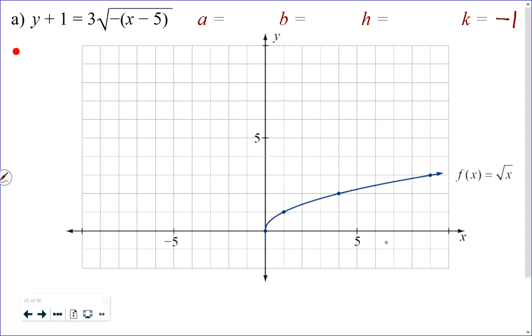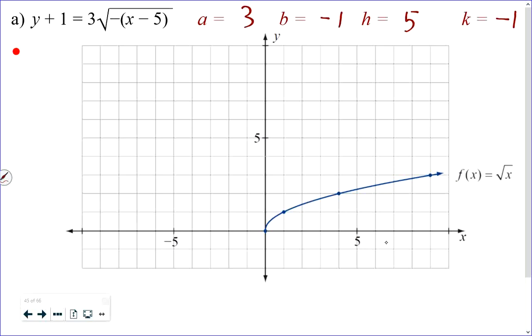A is the number in front of the function, and the function is the square root, so A is equal to 3. We have in brackets x minus 5, and that's x minus h, so h is 5. And then we have a number outside of the brackets that x minus h is being multiplied by, and that number is -1. Are you all with me on those values?